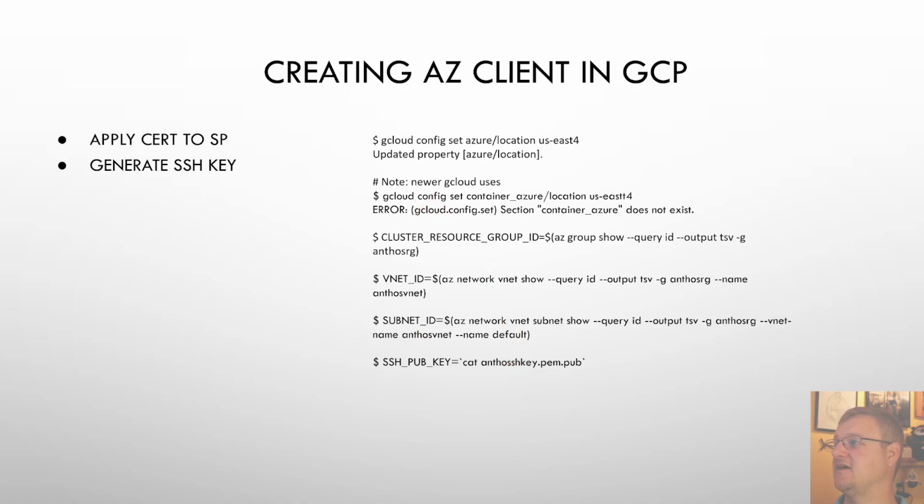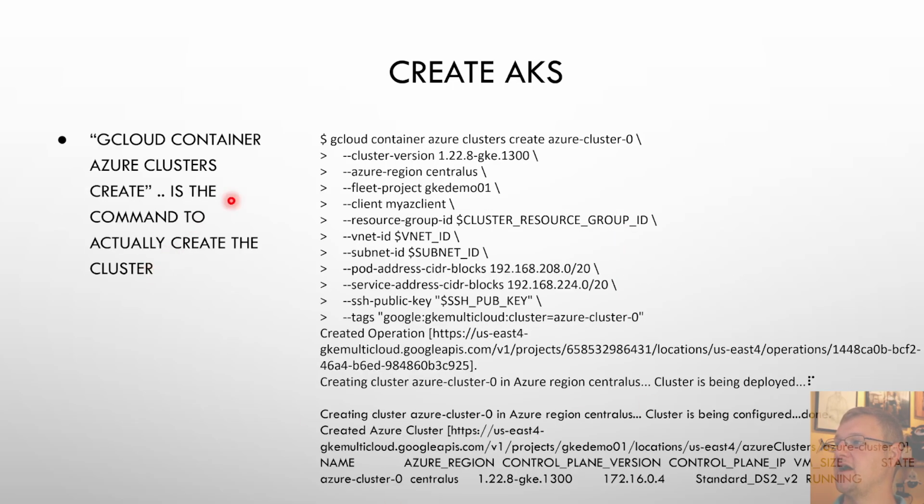And then it's just a typo. You see that the first time I did that, I should have said east with 1 T. And now I can actually create the cluster. And you do it with gcloud container azure clusters create, the cluster name. And now I'm setting all the CIDR blocks. So I need to give it very explicit CIDRs to create.